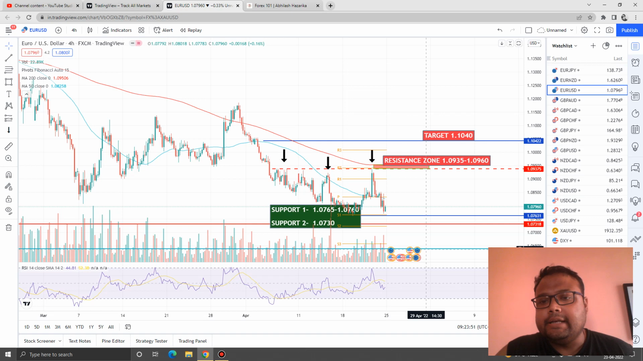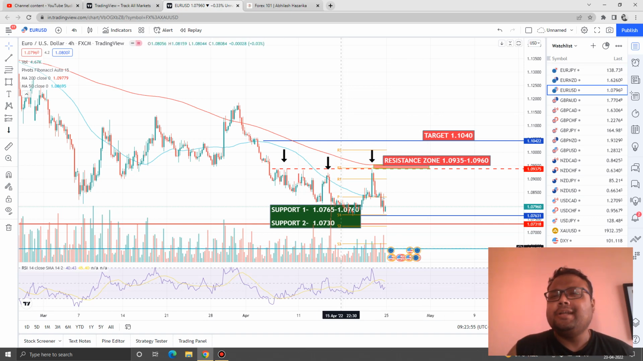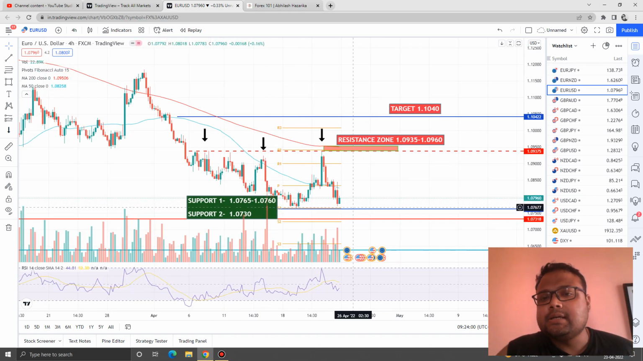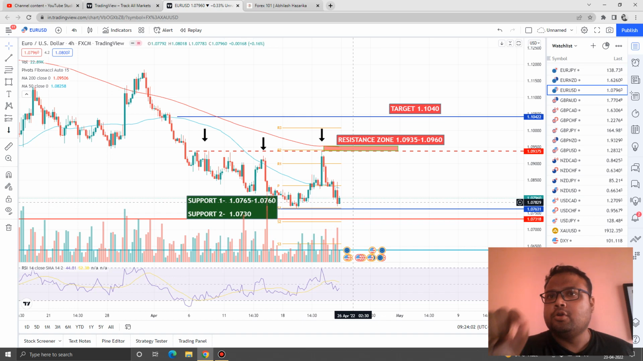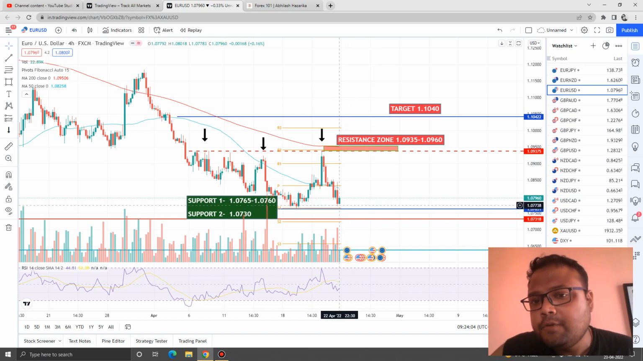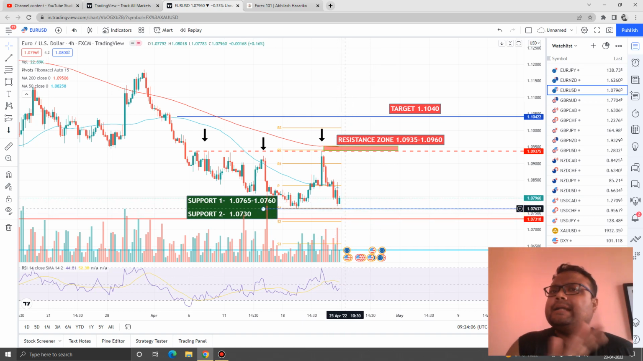Okay, because the next support zone is quite far away. So as of now, let's focus on these only. Just keep in mind, my dear friends, that this support zone is very important, and do not take a sell position if market breaks the blue line as well. If you're a scalper, then that's a different chapter.